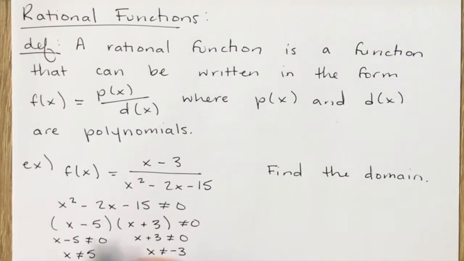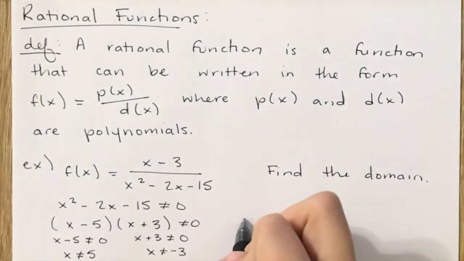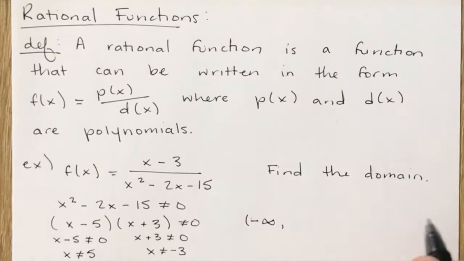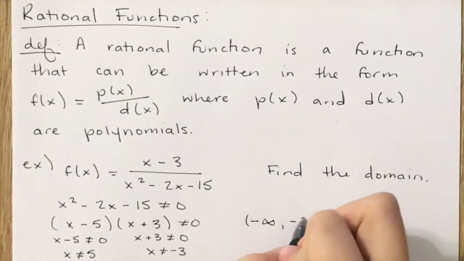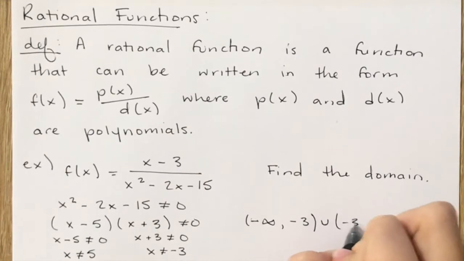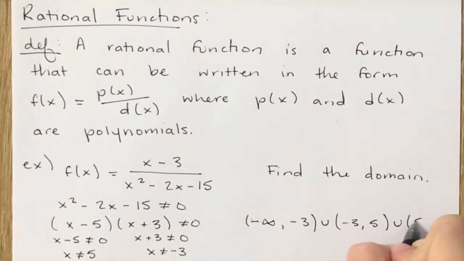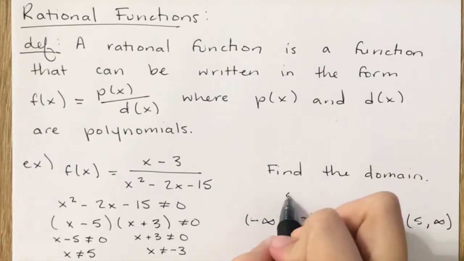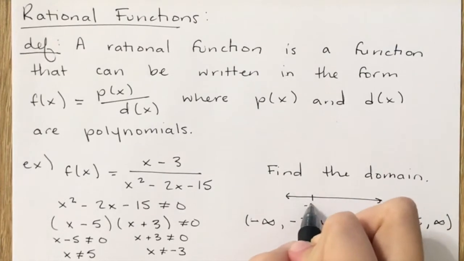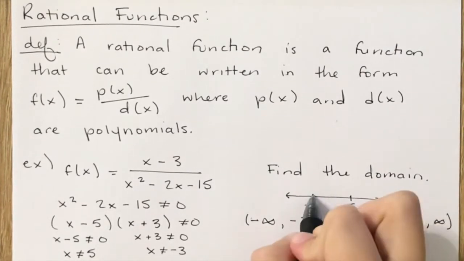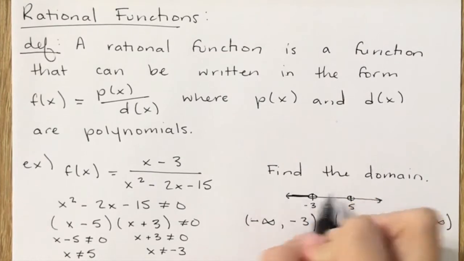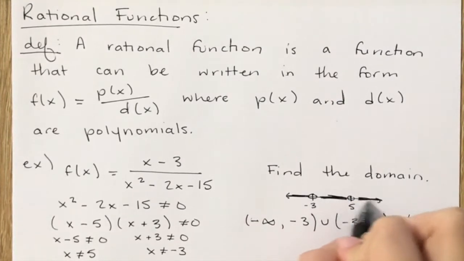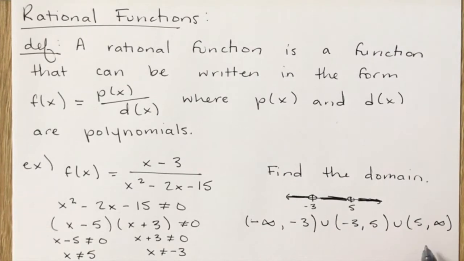So our domain is all real numbers except for those two guys. So we have negative infinity up to negative 3, union negative 3 to 5, union 5 to infinity. If that was difficult for you to see, it might be helpful to draw it on a number line, right? We have negative 3 and 5, and we want both of those to be open, and everything else is included. So that's what we get there. That's the domain of a rational function. It's everything except for the roots of the denominator.